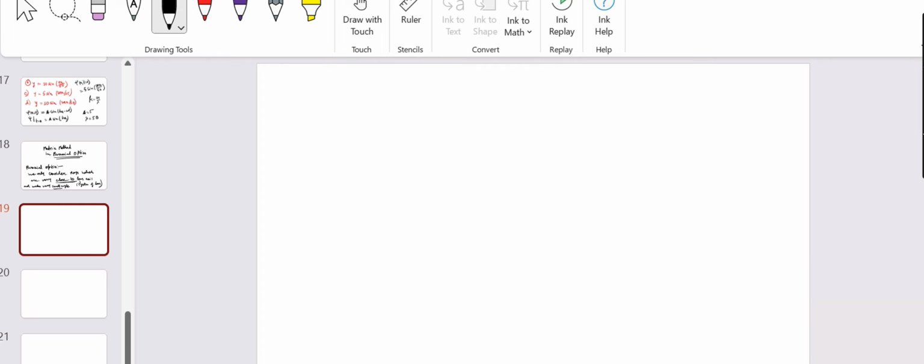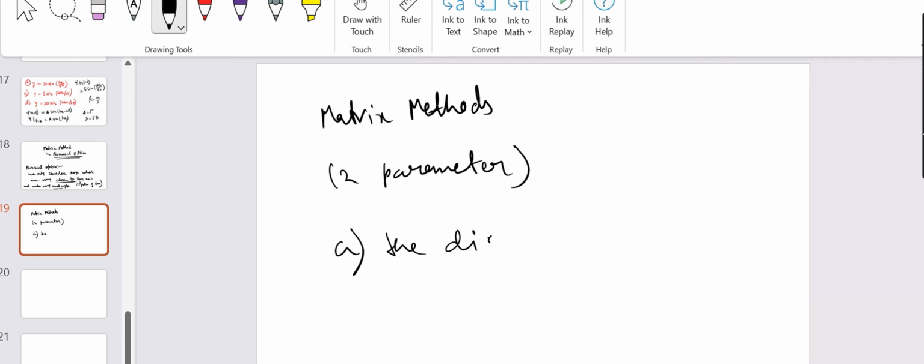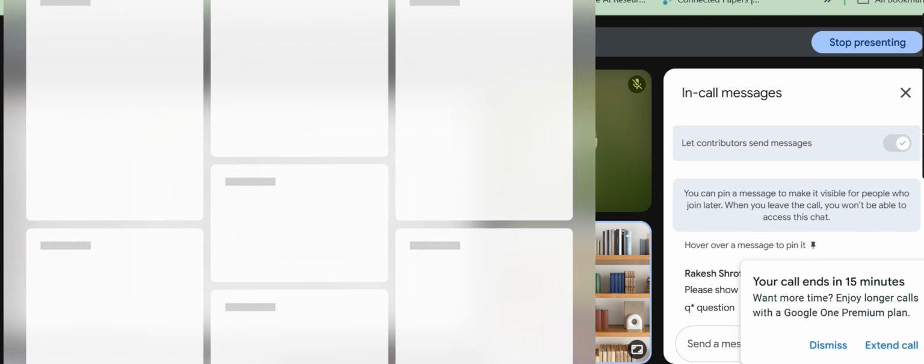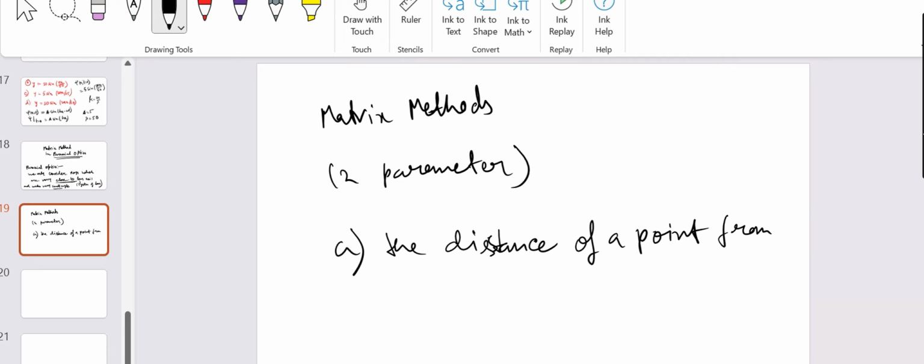So that is the criteria of the paraxial optics, and in this matrix method, we need only two parameters. It is the distance of a point from the horizontal line, basically the horizontal line is the x axis, and that is denoted by x.